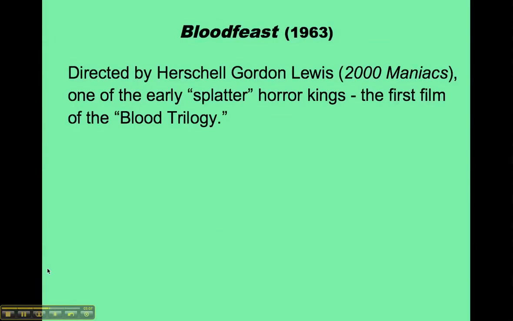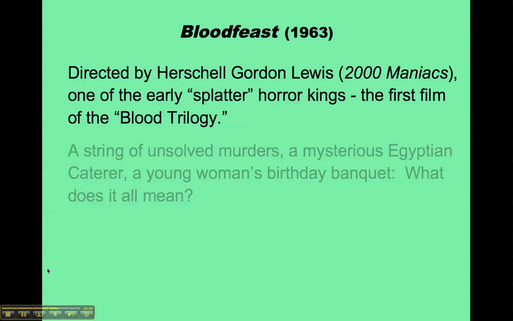So Blood Feast, it's from 1963, very, very early in the splatter films. Directed by Herschel Gordon Lewis, who's considered one of the early kings of this. He specialized in making splatter and exploitation films. And there are actually two other films that go along with this: 2000 Maniacs and Color Me Blood Red, which the ideas for those films are great, but they're just really unwatchable. Blood Feast is watchable, but that's about it.